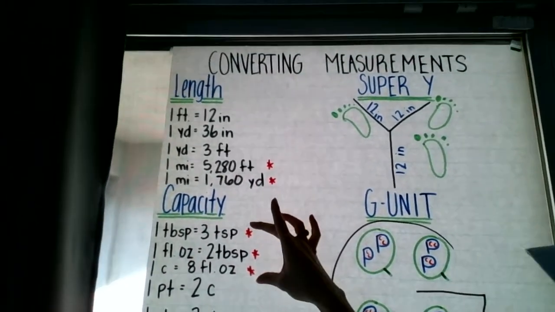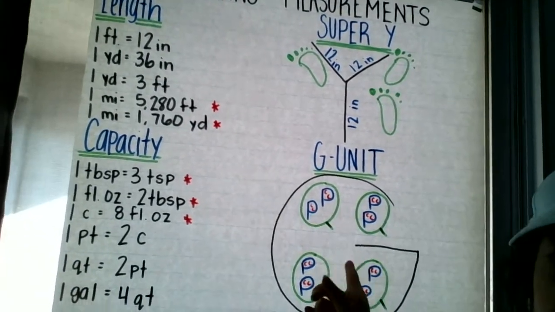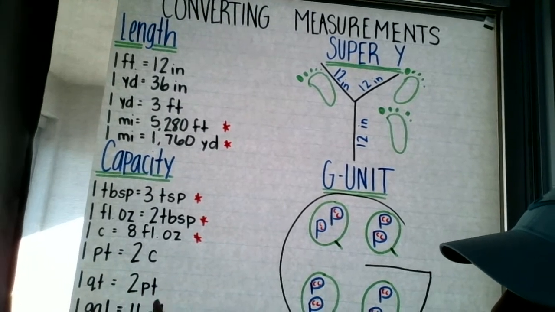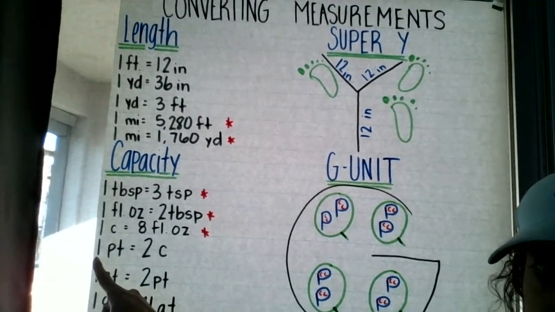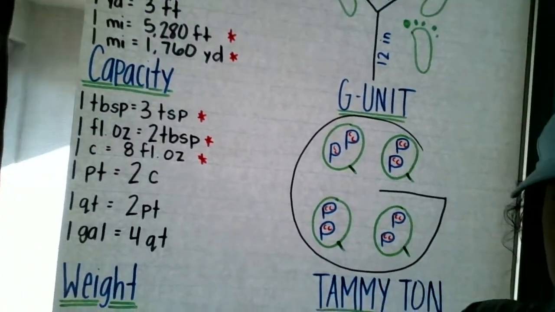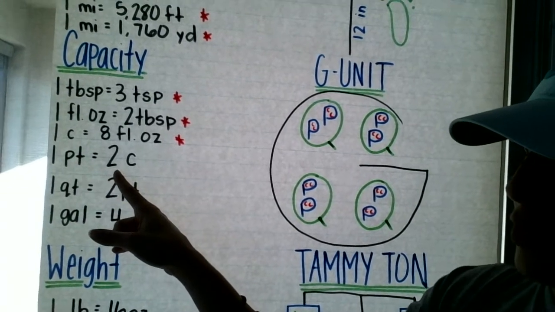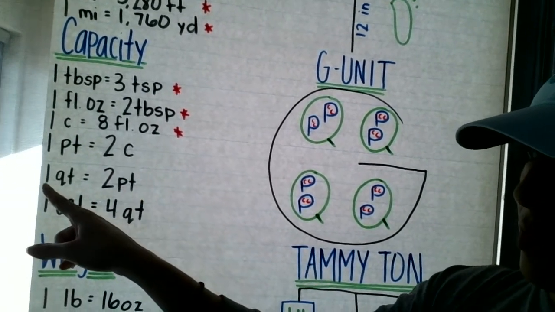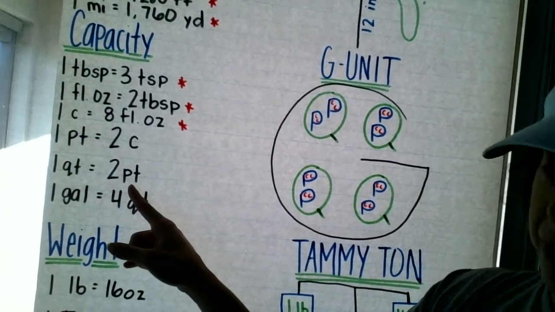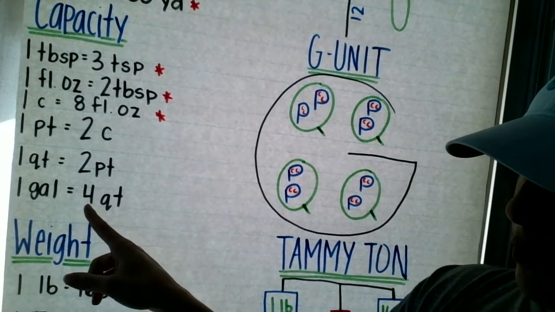Why are there red stars here? Because they're not in the picture. That's going to help us right now. But these are 1 pint. Remember one of those plastic water bottles or 1 ice cream tub. 1 pint can hold 2 cups. 1 quart can hold 2 pints. And 1 gallon can hold 4 quarts.